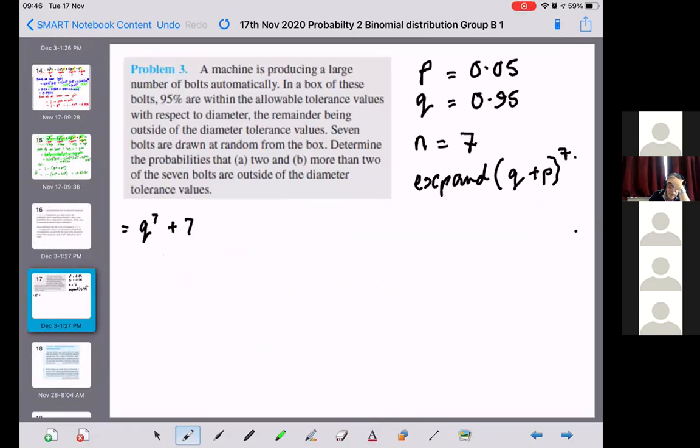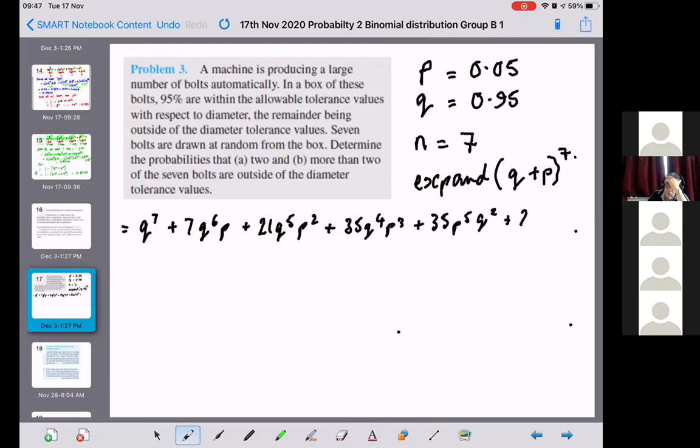So that's plus 7 Q to the 6 P, plus 21 Q to the 5 P squared, plus 35 Q to the 4 P cubed, plus 35 P to the 5 Q squared, plus 21 P to the 6 Q. I've gone wrong somewhere, haven't I? Yeah, on the second 35 term.